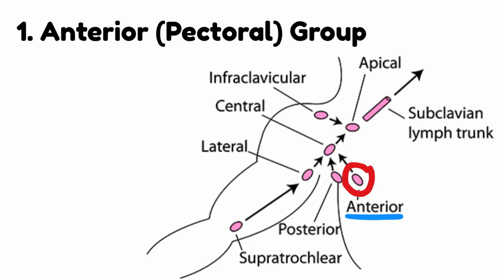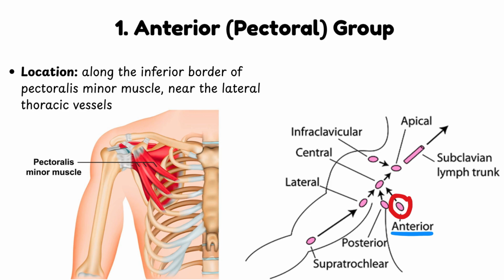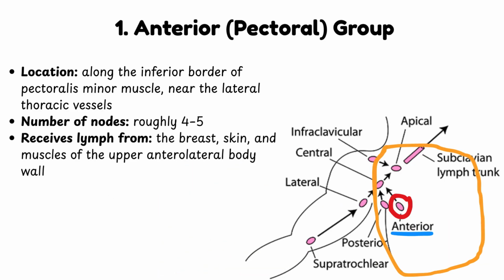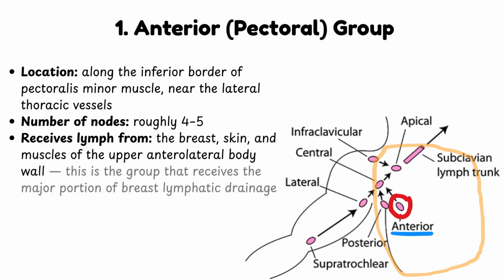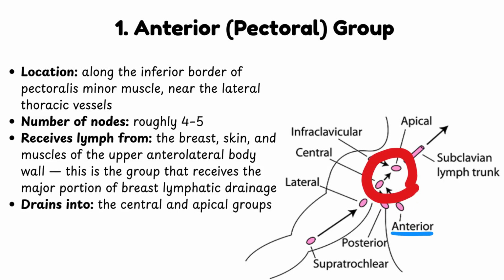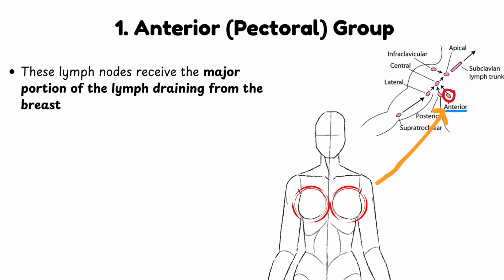The anterior, pectoral, group. It is located along the inferior border of pectoralis minor muscle, near the lateral thoracic vessels. The number of nodes is roughly 4 to 5. It receives lymph from the breast, skin, and muscles of the upper anterolateral body wall. This is the group that receives the major portion of breast lymphatic drainage. It drains into the central and apical groups of lymph nodes.